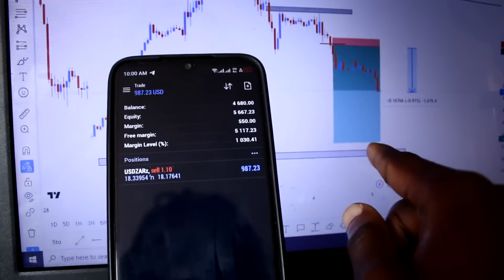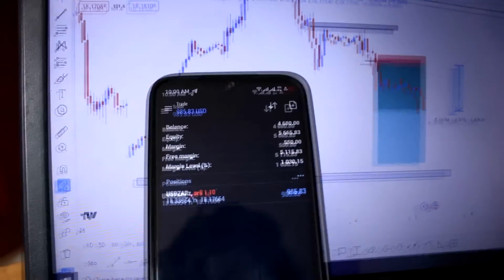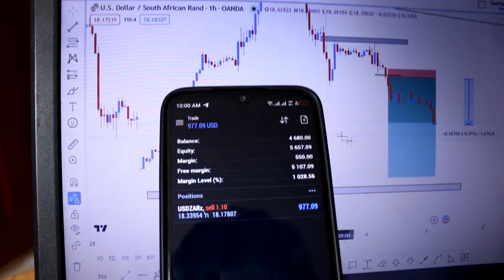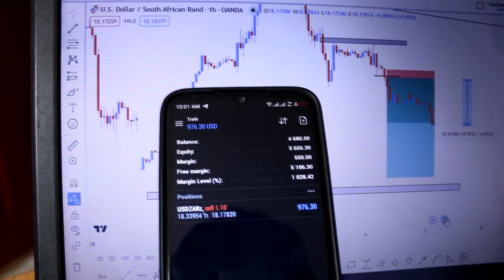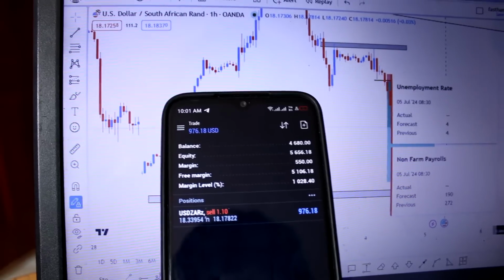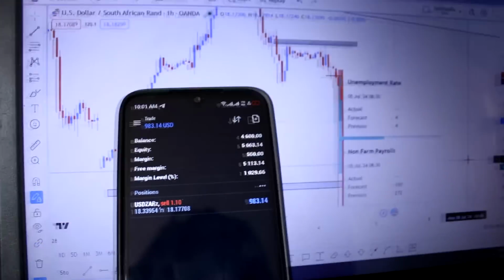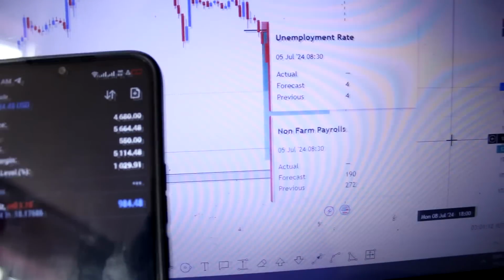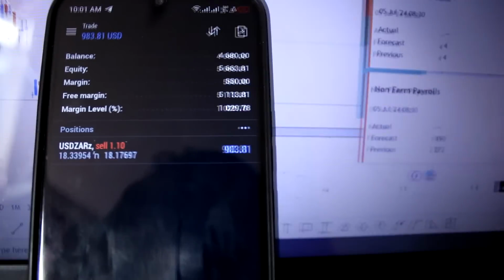Initially my anticipation is this level, but NFP, I don't trade news. You understand? I don't trade news, man. So I'll just let it do its thing. But once she hits 1k, I'm gonna close. You see, we have NFP, we have unemployment rate, something like that. No, I don't want to be caught in that. So once we hit 1k, I'm going to close.